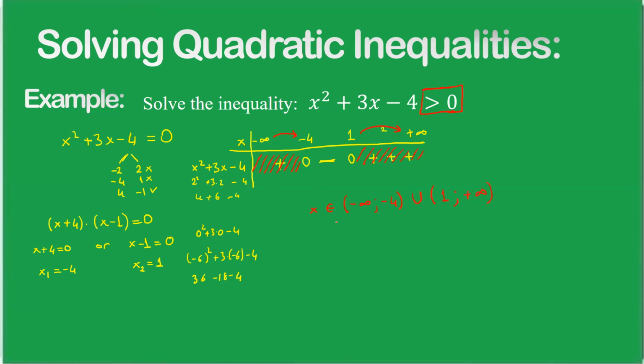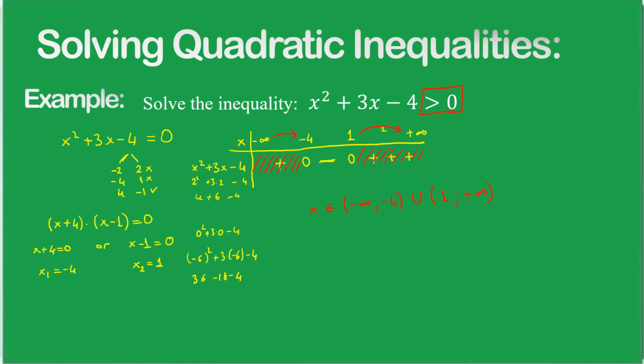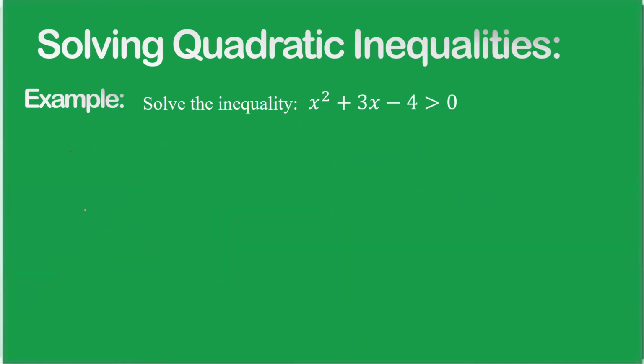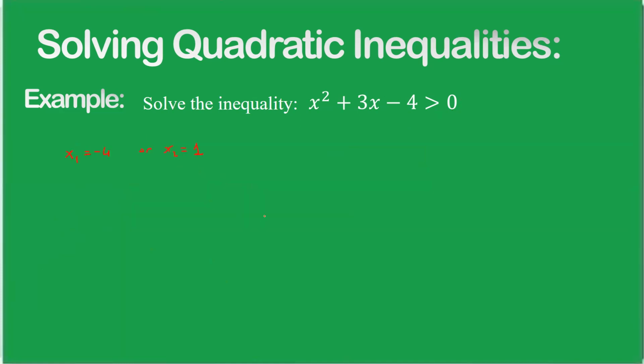Now let's solve this question again with a number line and see how to solve it. Again the same question, x squared plus 3x minus 4, and the critical points are the same. Let's remember them: x1 is minus 4 and x2 is 1. I will skip the other steps.